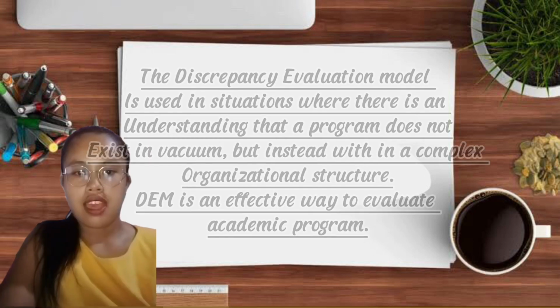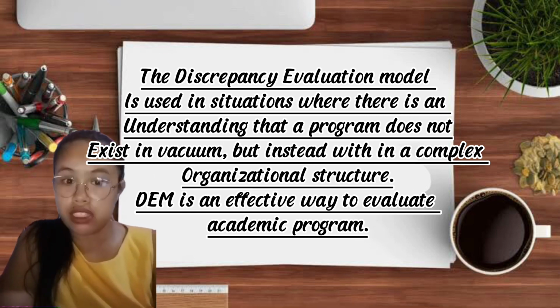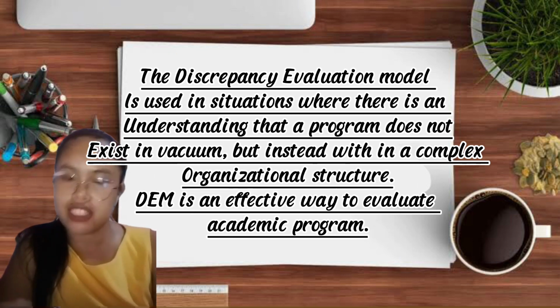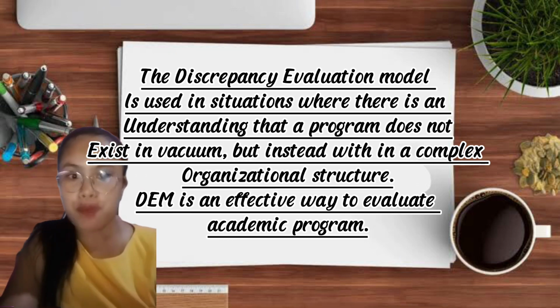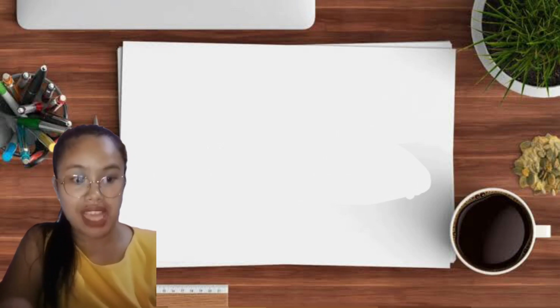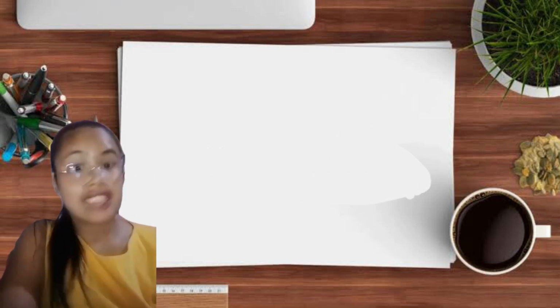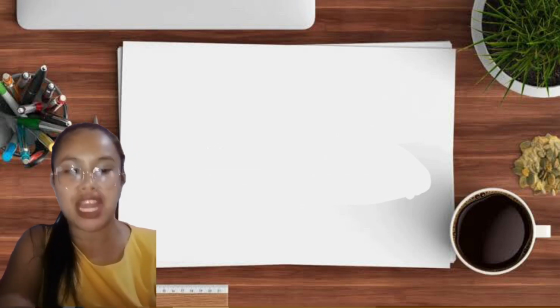Discrepancy Evaluation Model. The discrepancy evaluation model is used in situations where there is an understanding that a program does not exist in a vacuum, but instead within a complex organizational structure. DEM is an effective way to evaluate academic programs. In other words, there is more interest in why something might have occurred rather than the fact that it did occur. As an example, the DEM is applied to a university career planning program.